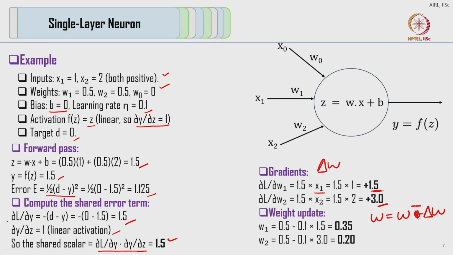Sorry, it's given as minus. So W1 can be written as 0.5 minus the learning rate, which is 0.1, times the delta W. So W1 after the weight update is given as 0.35, and W2 after the weight update is given as 0.2.